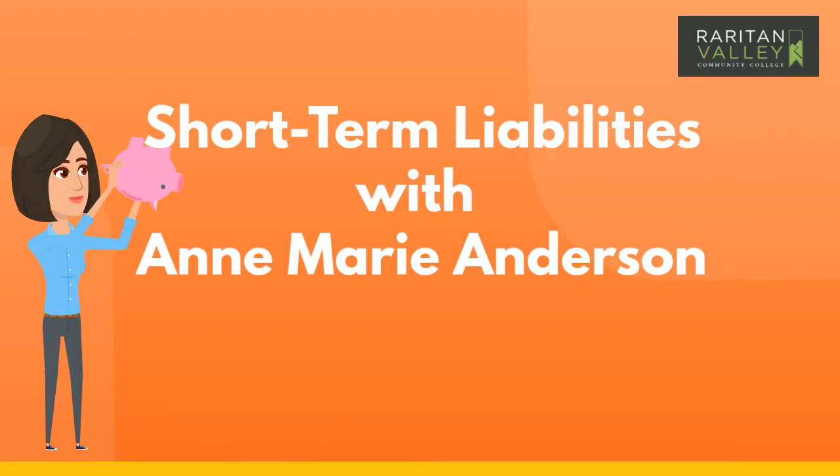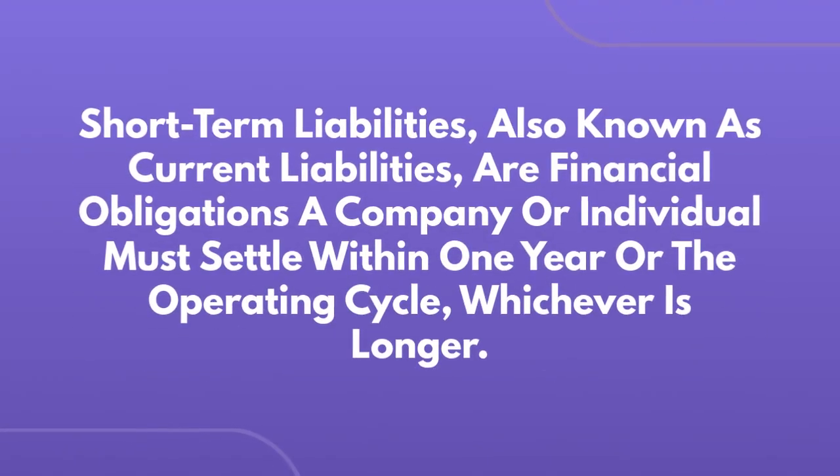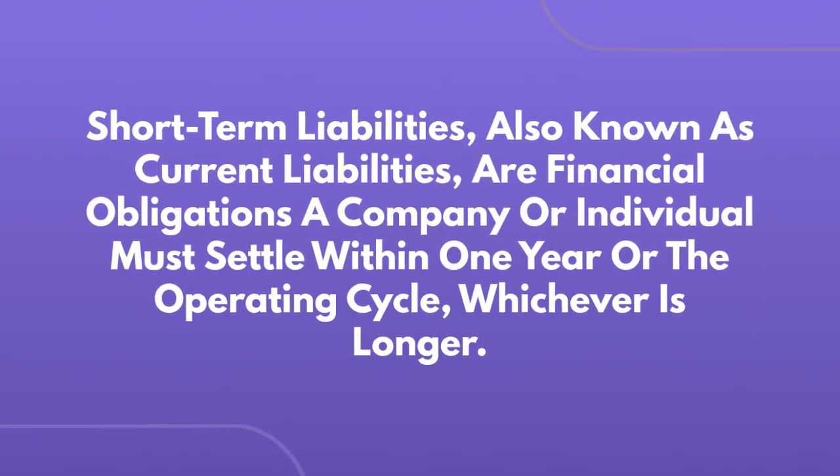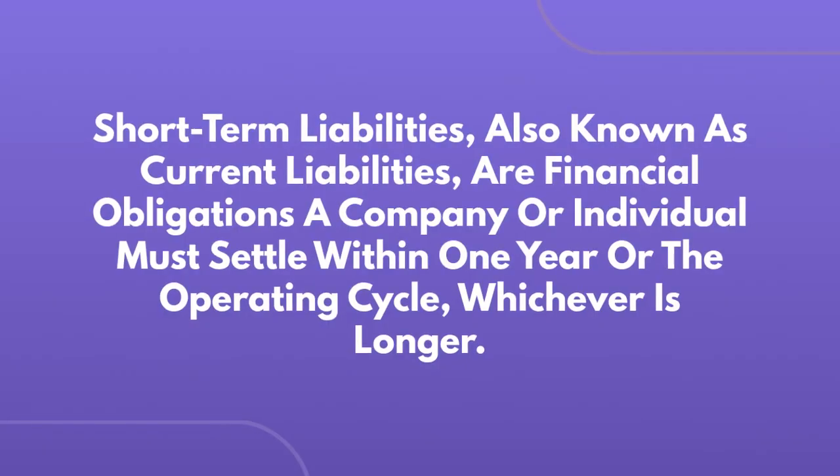Let's explore short-term liabilities and provide some common examples. First, let's start with the definition. Short-term liabilities, also known as current liabilities, are financial obligations a company or individual must settle within 1 year or the operating cycle, whichever is longer. Put simply, you owe someone something, whether it's money or you owe a service, and it must be paid in less than a year or operating cycle.